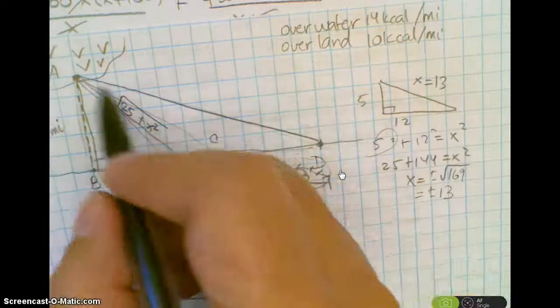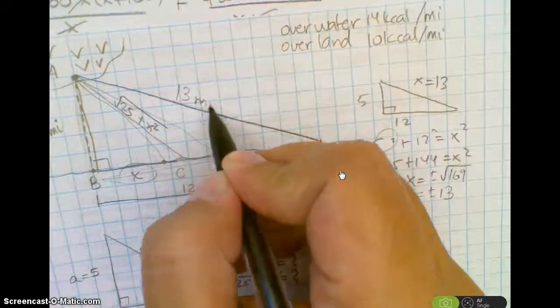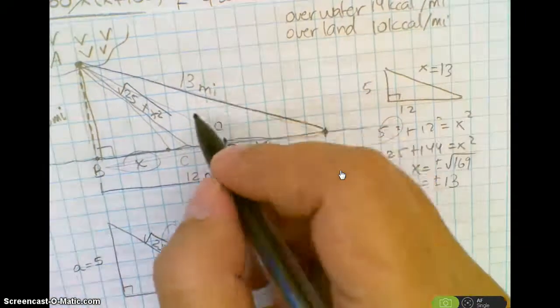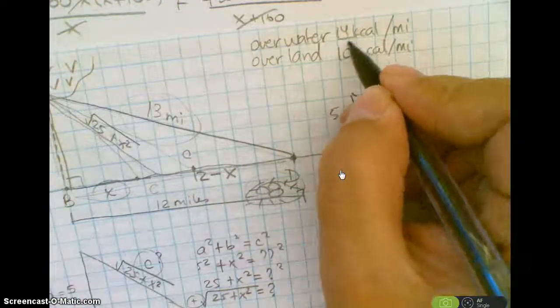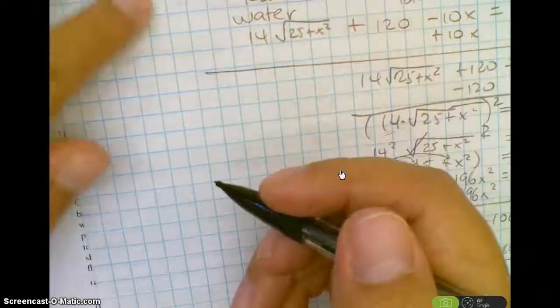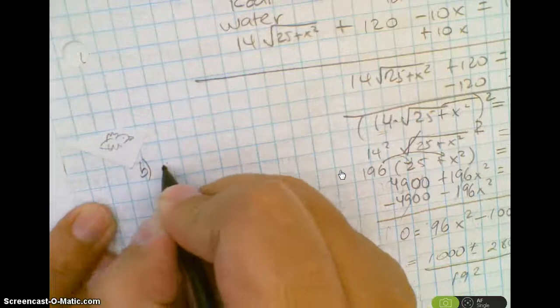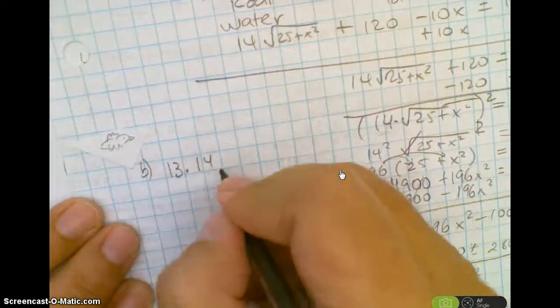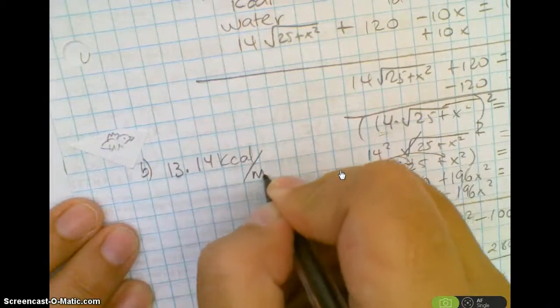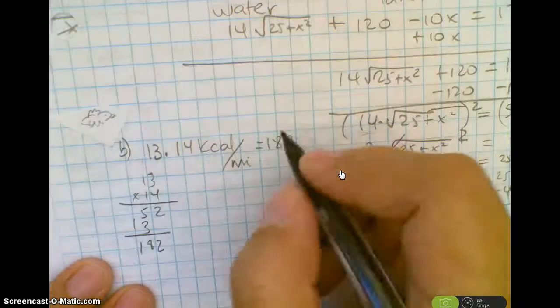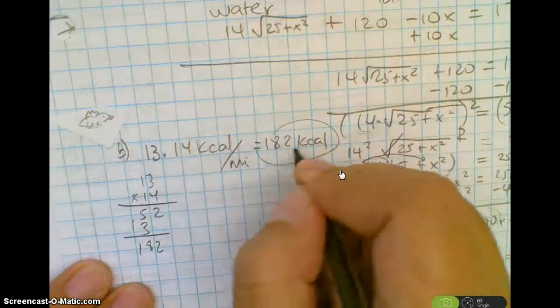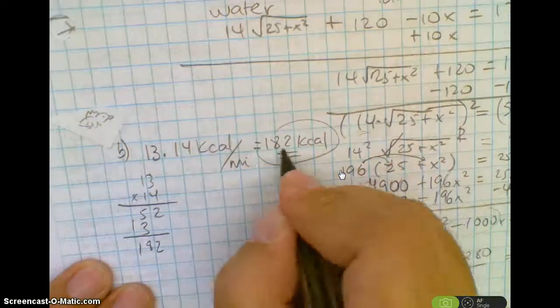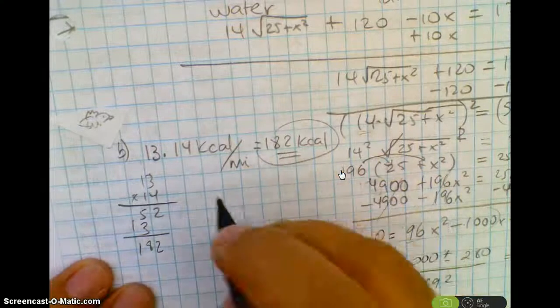So that means, is the bird able to travel 13 miles and have enough energy? Because this distance will be all over water, that means that the bird is going to spend 14 kilocalories per mile. And when I do that, let me do it over here. 13 miles times 14 kilocalories per mile, and that would be 182 kilocalories. Since it only has 170, then definitely 170 is not enough energy to make it, so no, the bird wouldn't do that.